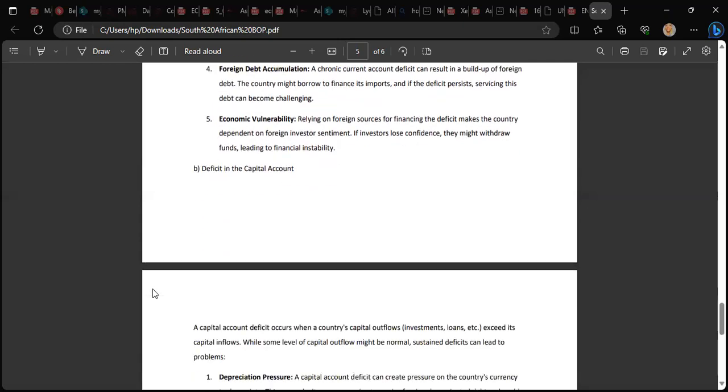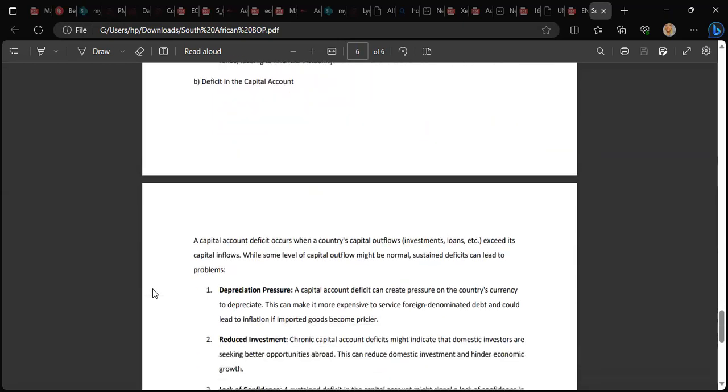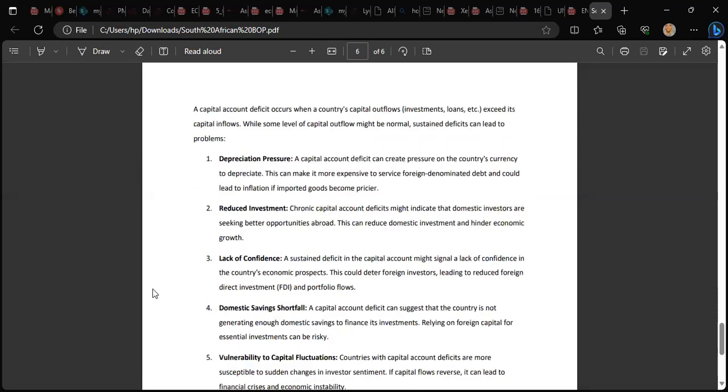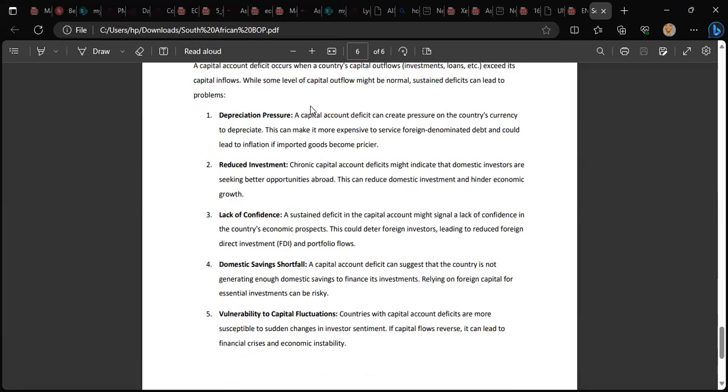All right. And then the last one, a deficit in the capital account, which is the financial account. Under what circumstances does that occur? It occurs when there are more outflows than inflows. Luckily we don't really fall under this category, but some countries do. While some level of capital outflow might be normal, a sustained deficit can lead to problems.